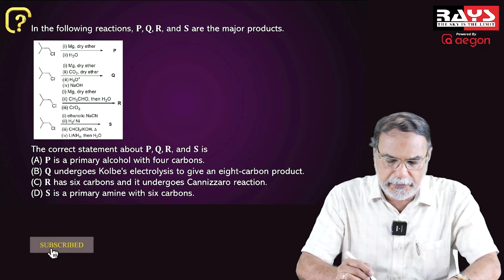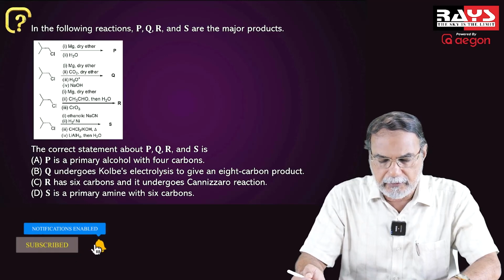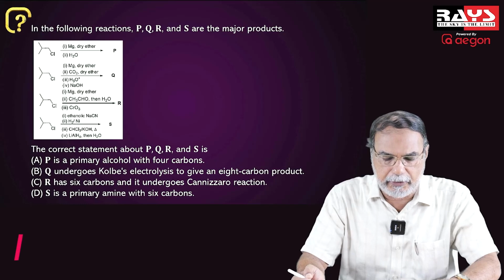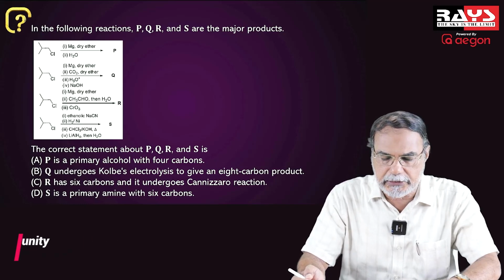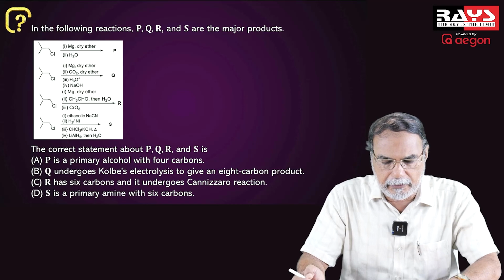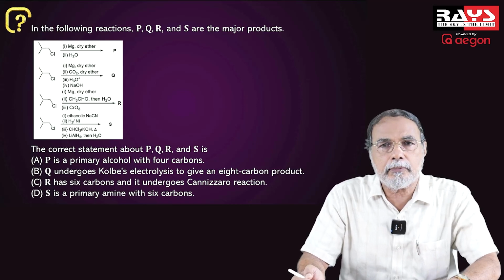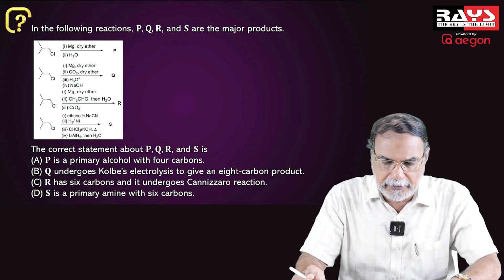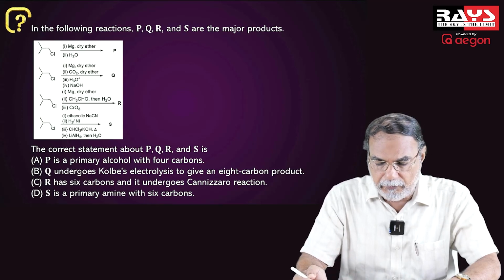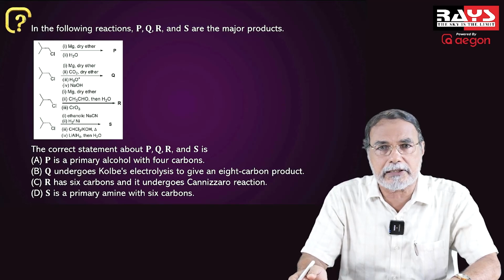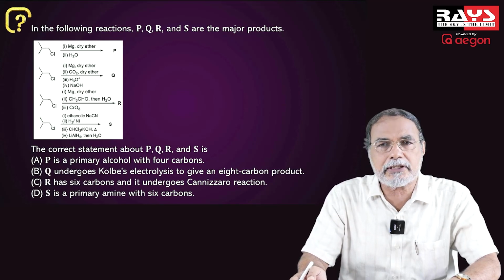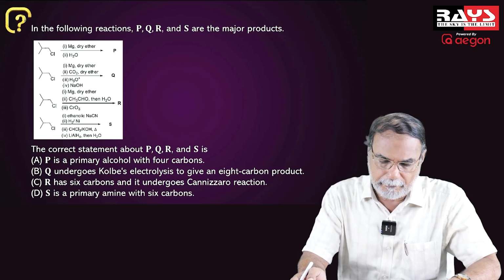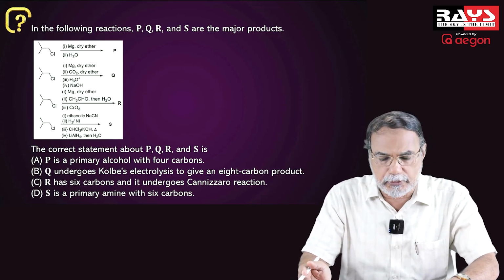There are 4 questions given, and in all the 4 cases, the starting compound is the same: CH3CH(CH3)CH2Cl, that is isobutyl chloride. That is the starting compound in all the 4 conversions. And of course, in each conversion, you have more than one step. Then you are getting products P, Q, R, S, and you are given certain statements about P, Q, R, S, and you have to see which statements are correct. So let us go through the question.